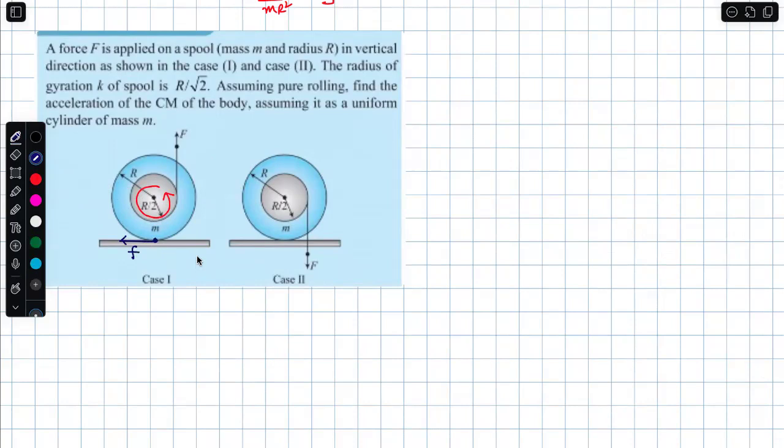Friction is in this direction. Friction is in this direction. Okay? Whereas in this case, this is the sense of rotation. What is going to be the direction of the friction here? This is the direction. Any doubts?